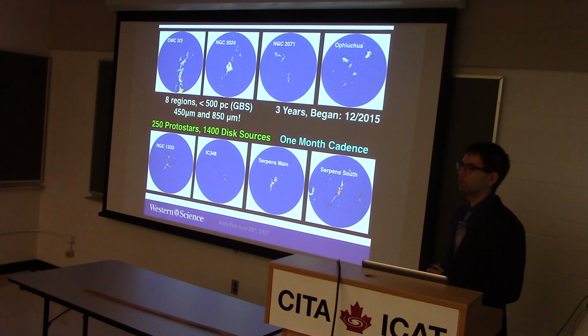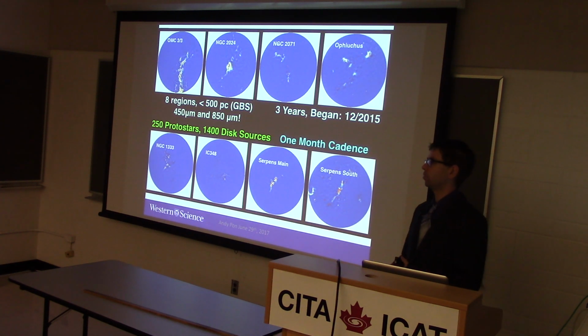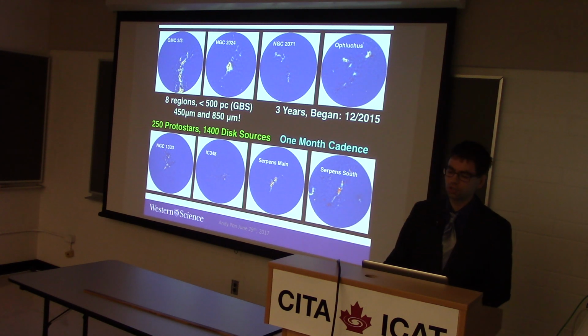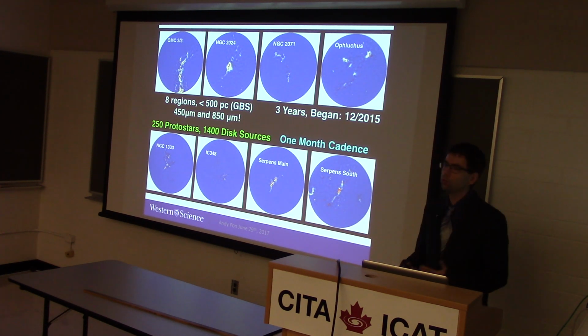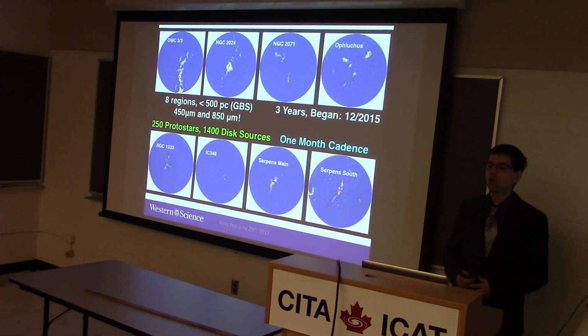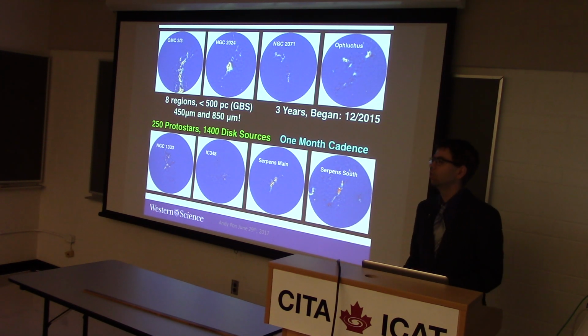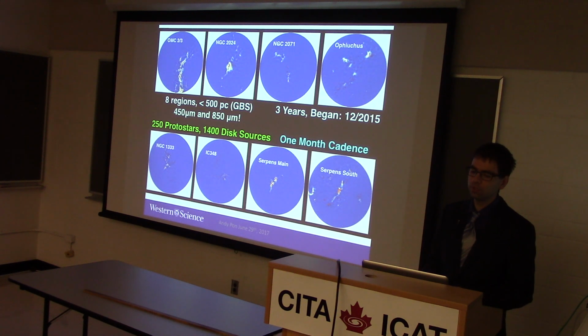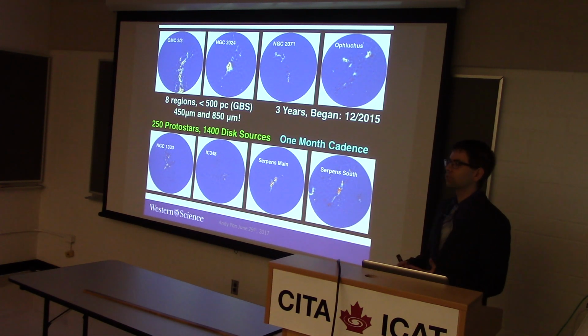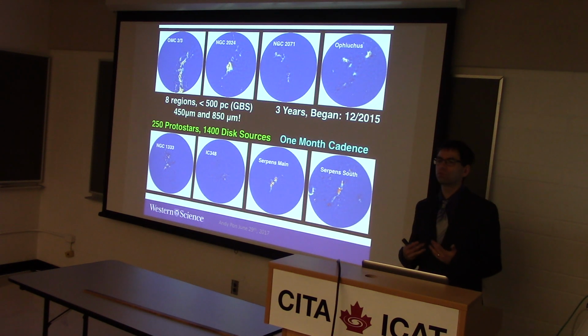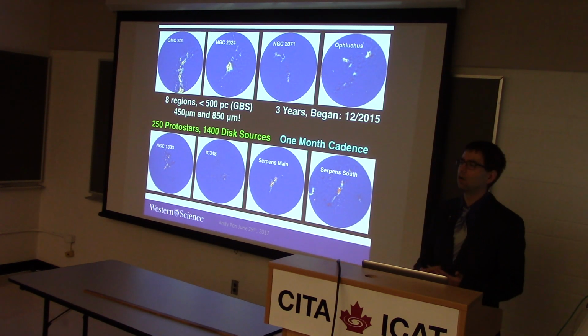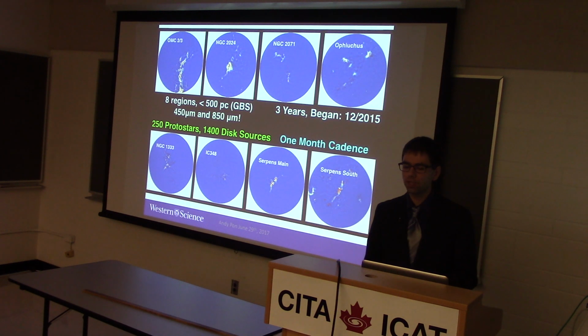But it's still very much in the early stages where we've got multiple pipelines under construction. But one thing I should point out, so with these 8 regions, we've got about 250 protostars between all of them, over 1,000 disk sources, because we can still see the disks in the sub-millimeter. And while we're going to get some amazing time domain data, we're going to get really the first great 3-year study of these class 0, class 1 objects.